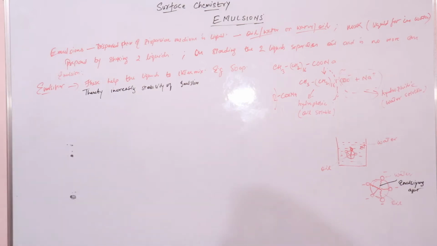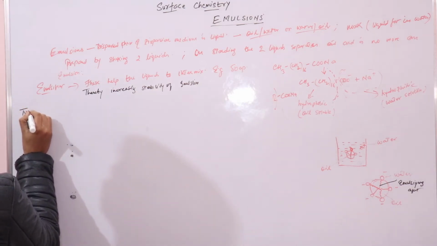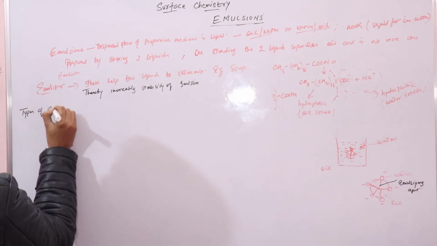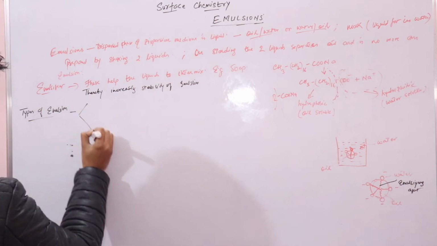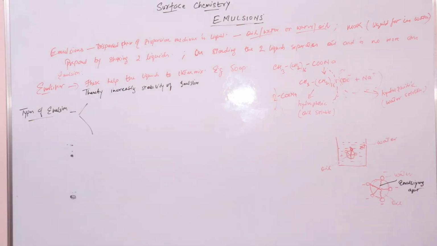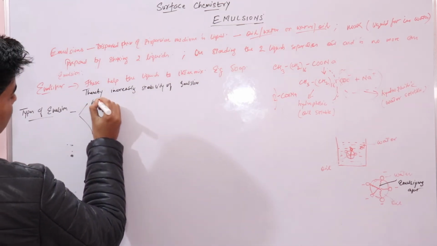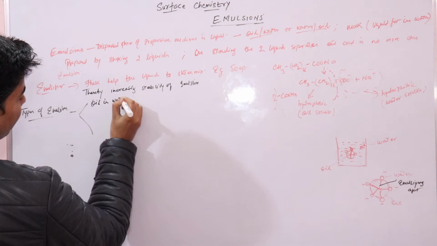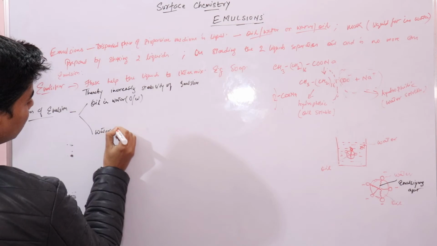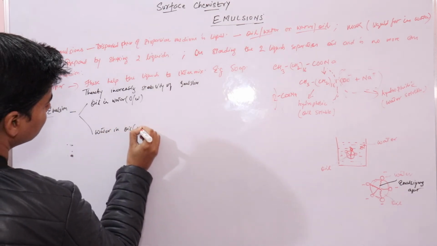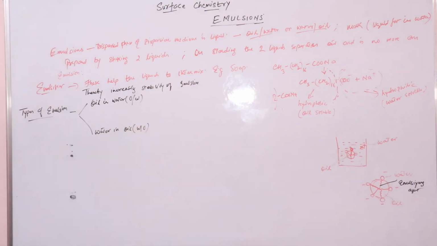Now let's look into the types of emulsions. There are two types of emulsions that we will study here. One is the oil and water emulsion, the other is the water and oil type of emulsion. First is the oil in water emulsion, which we denote like this, and the other is the water in oil emulsion, denoted like this.